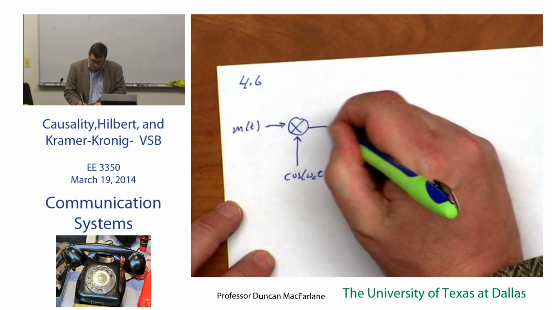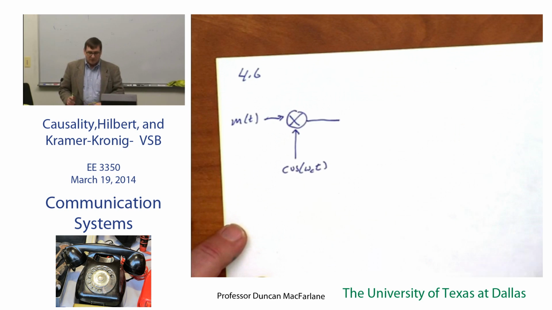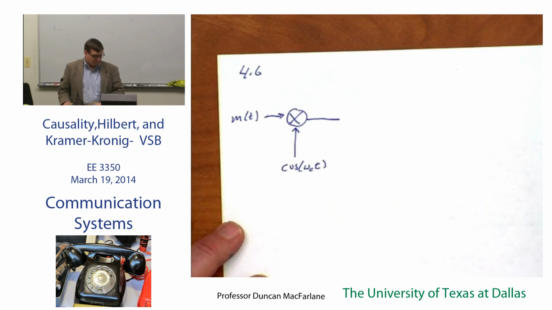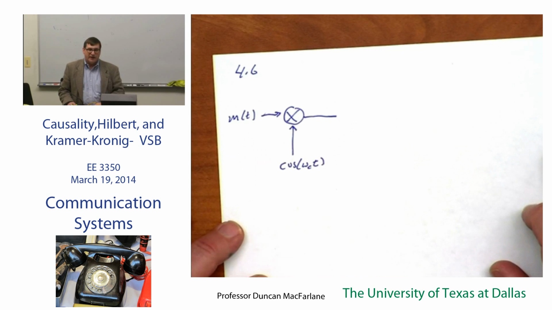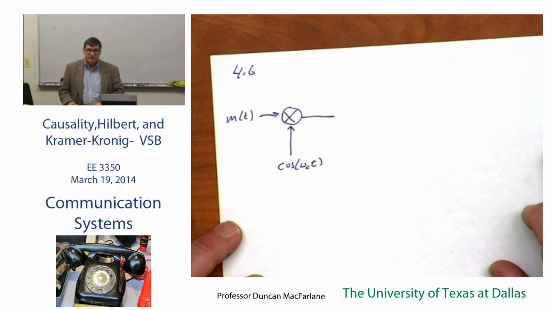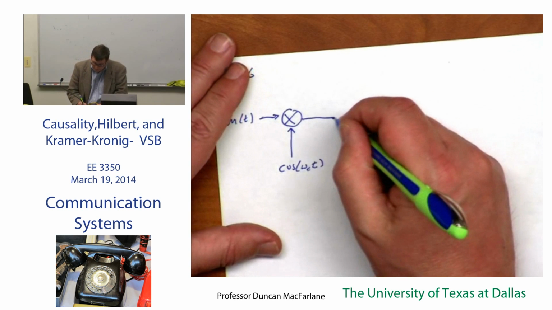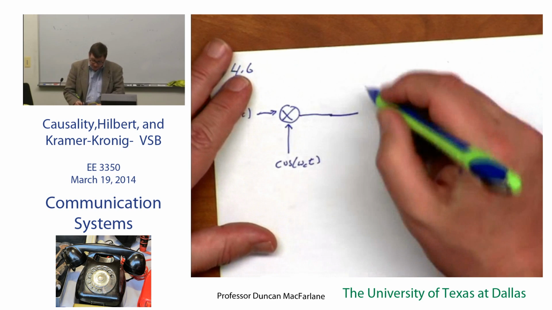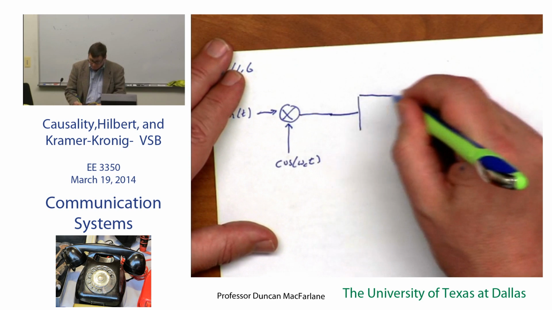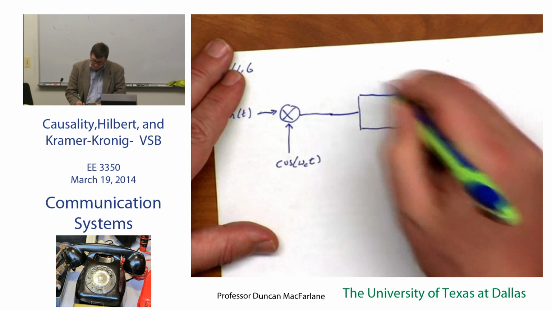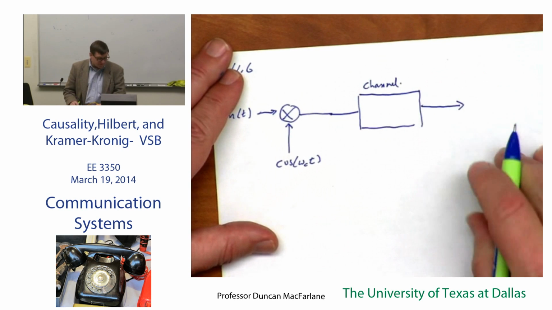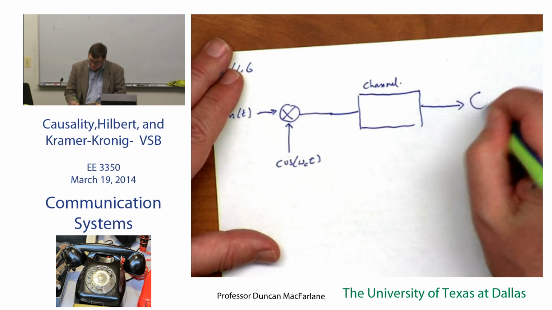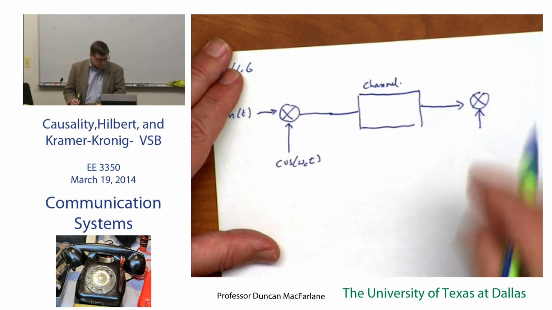Well, I have a mixer, a local oscillator, a carrier, cosine omega c t, and a message signal m of t, and I mix them together. Okay? Double sideband. And then I'm going to go into a channel, and then I'm going to come out the other side, and I'm going to receive that signal.